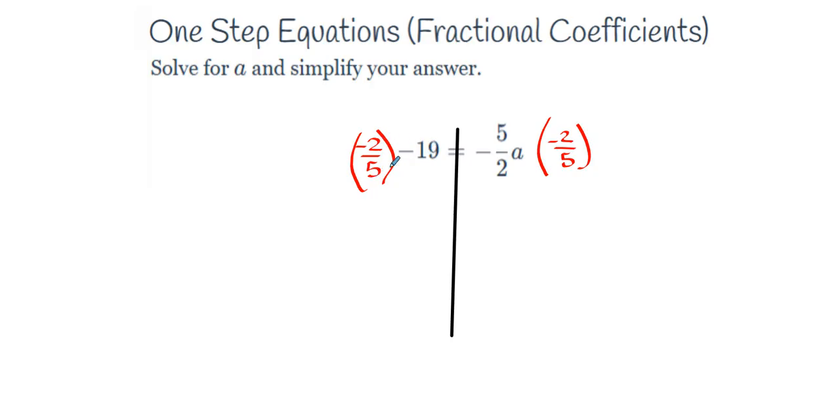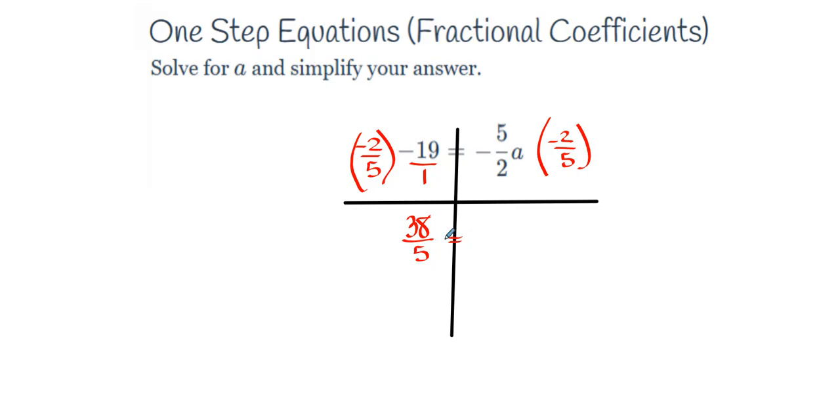On the left side, I have a fraction multiplied by an integer. I'm going to make this integer, negative 19, a fraction by putting it over 1, just to make it look the same. That helps a lot of kids dealing with this. You don't have to, but it's a good idea. So first of all, a negative times a negative is a positive. And I'm going to go 2 times 19. And 2 times 19 is 38. And then 5 times 1 is 5.